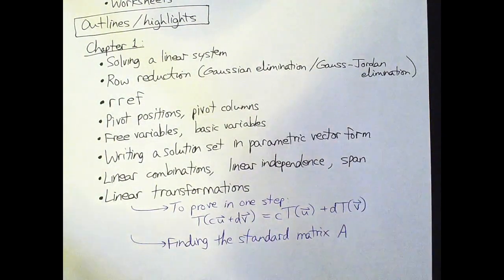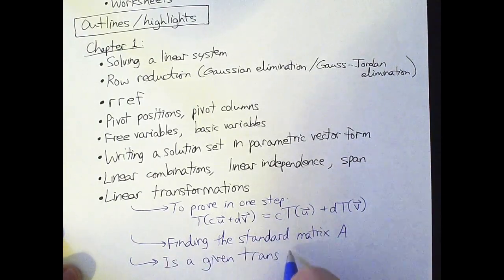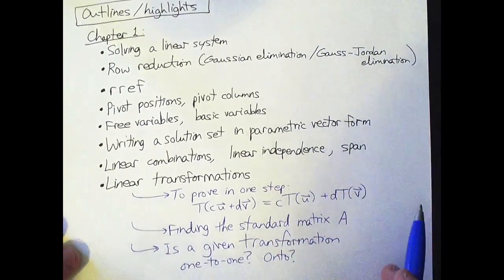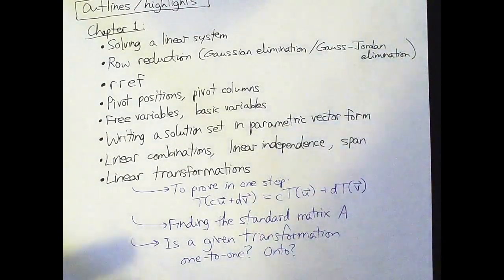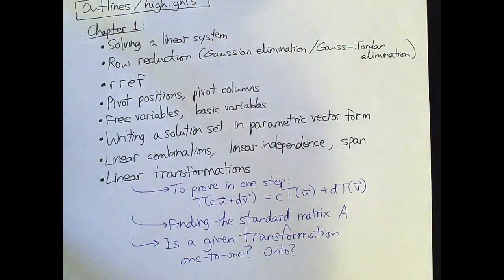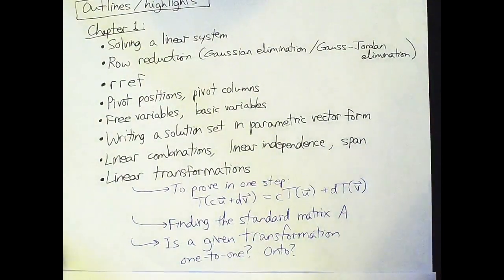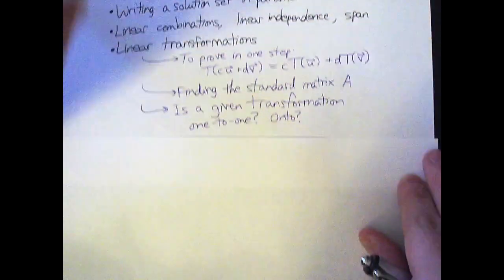This is not necessarily an exhaustive list. There may be other things. How about, is a given transformation one-to-one or onto? Remember, there's a way that you can tell this based on the matrix A, and that's probably how I would do it. So that's kind of an outline for chapter 1.